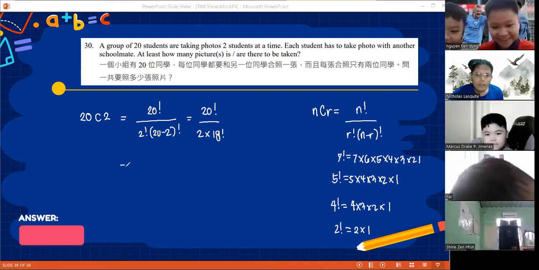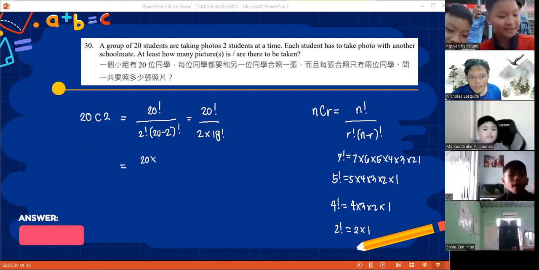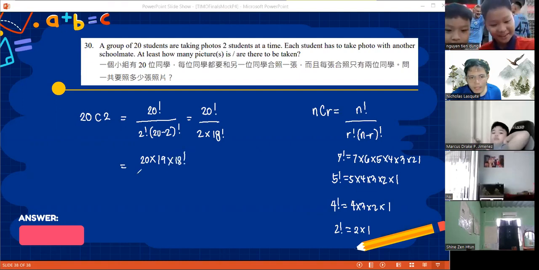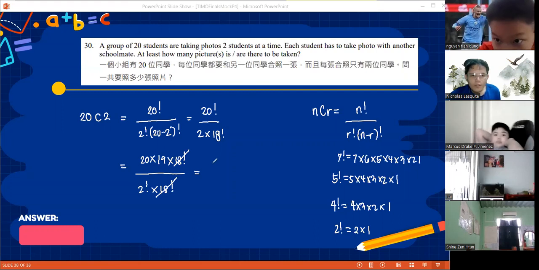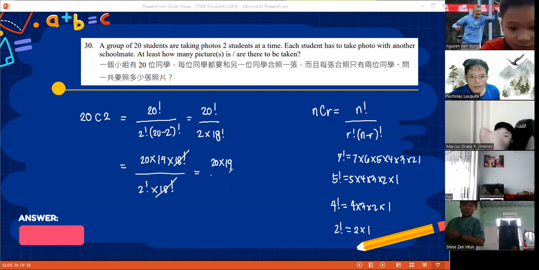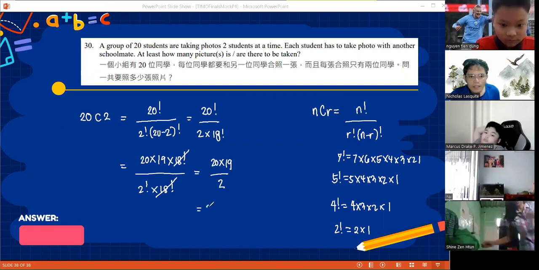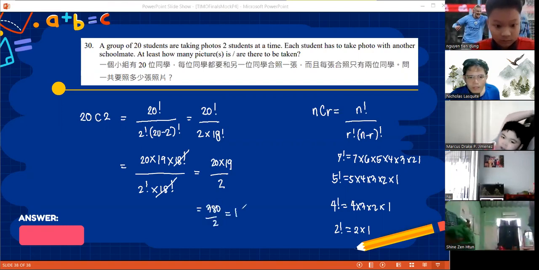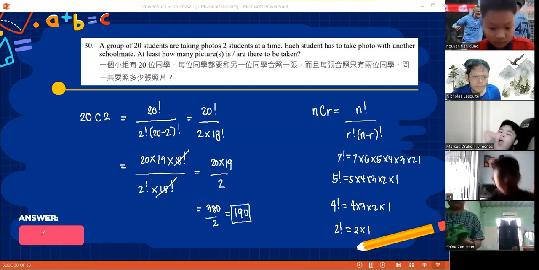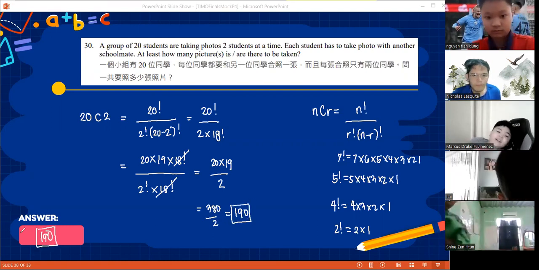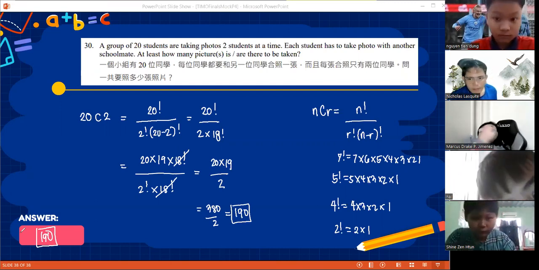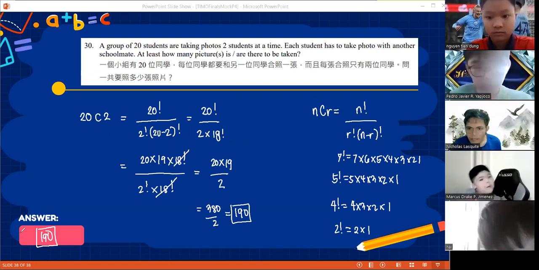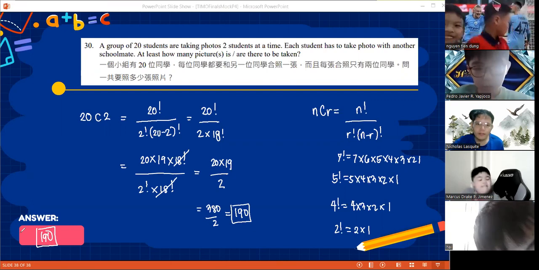Okay, so let's continue. So your 20 factorial here, it's 20 times 19 times 18 factorial. This is 2 factorial times 18 factorial. Cancel, cancel, right? Because they're both 18 factorial. So this is 20 times 19 divided by 2. So the answer here is 380 divided by 2. So the answer is 190. Very easy, right?